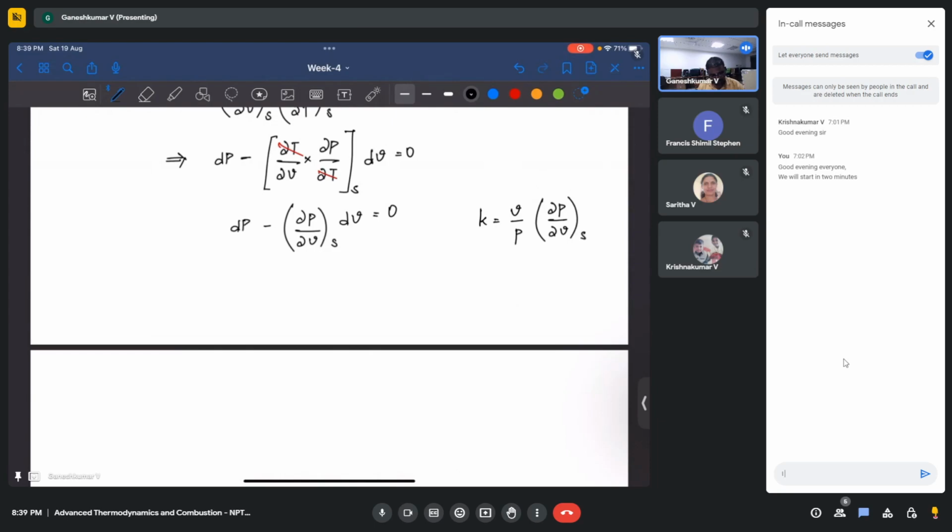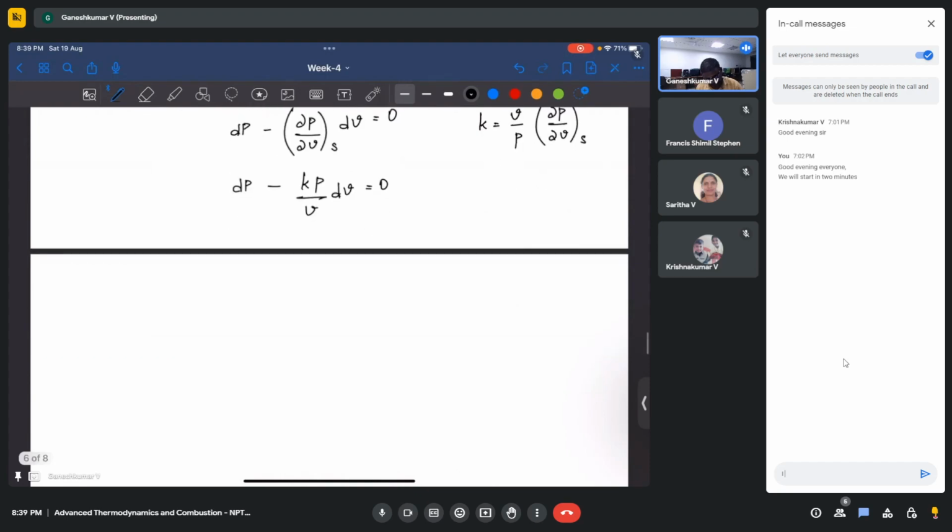Let's substitute this here. ∂P/∂V at constant S is nothing but kP/V. So we can write dP minus kP/V dV is equal to 0. Let's rearrange it. If you take this to the other side, dP is equal to kP/V dV, and this can be written as dP/P is equal to k/V dV.